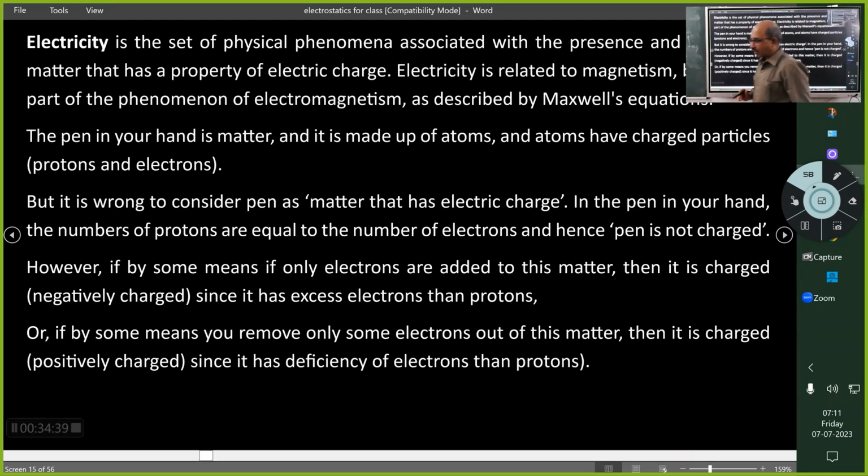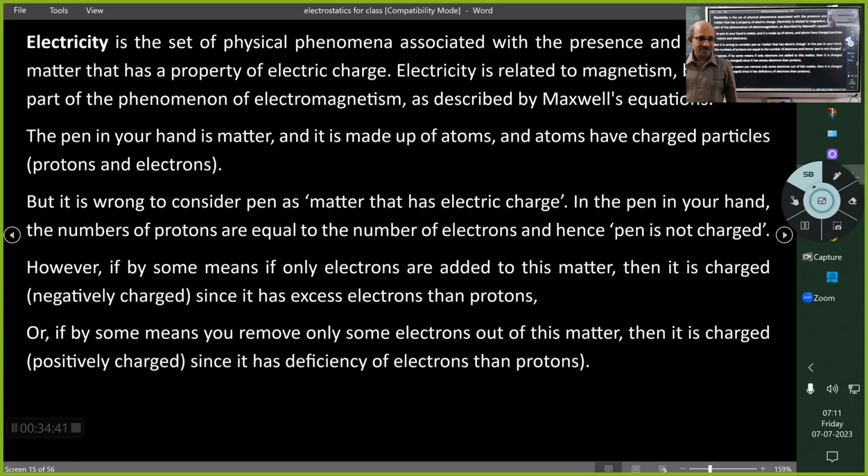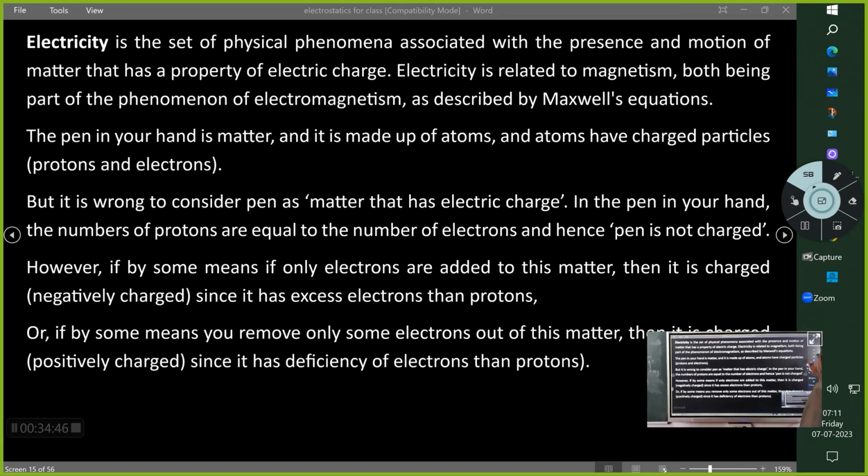So now first I will explain what is electricity. I hope you have read this info, right? Okay. Once again, do the reading.